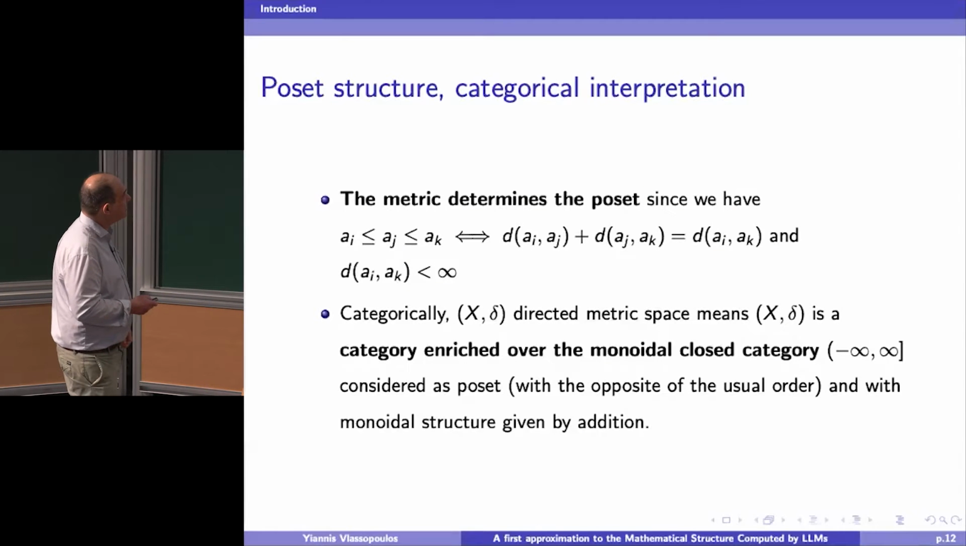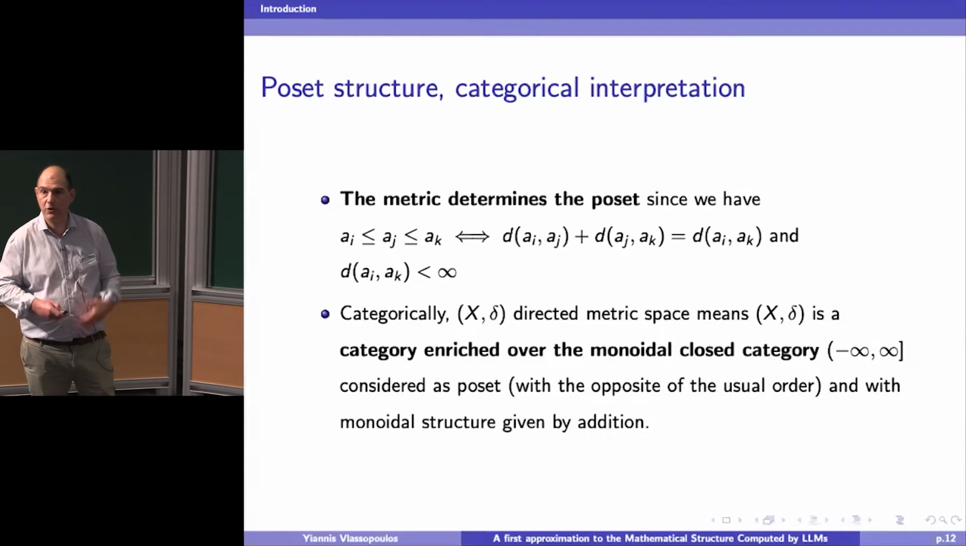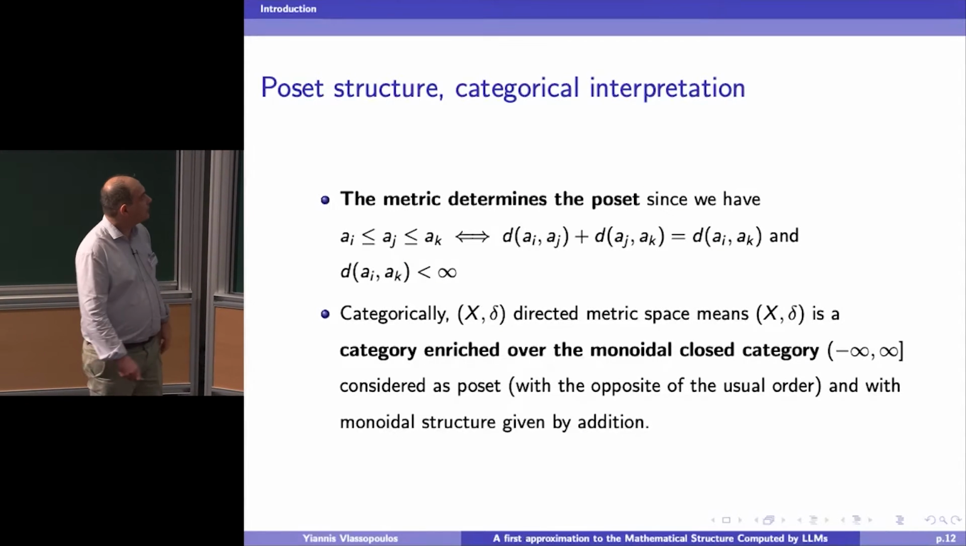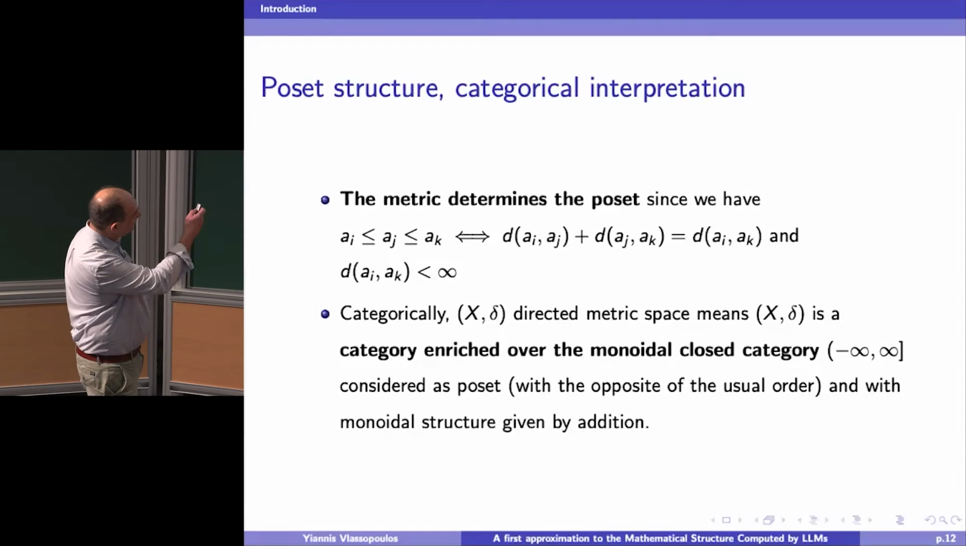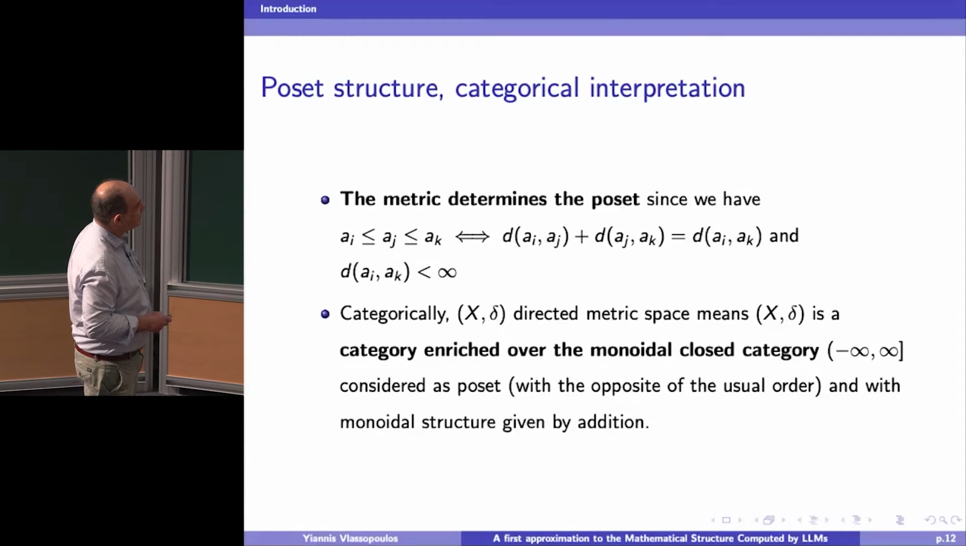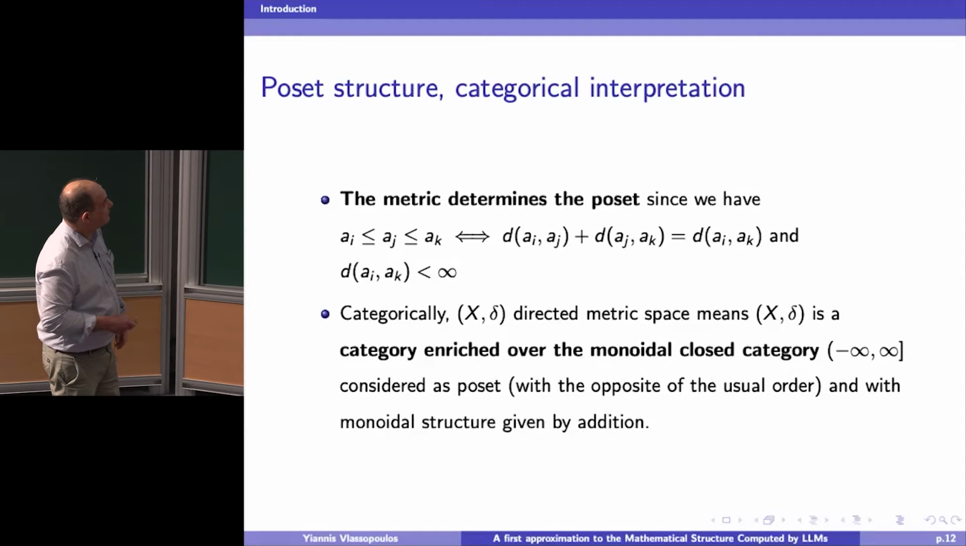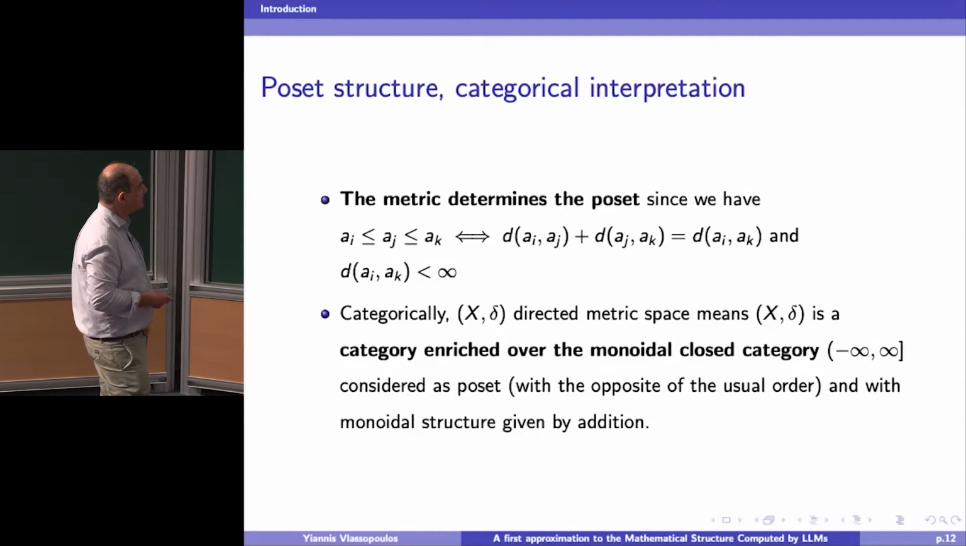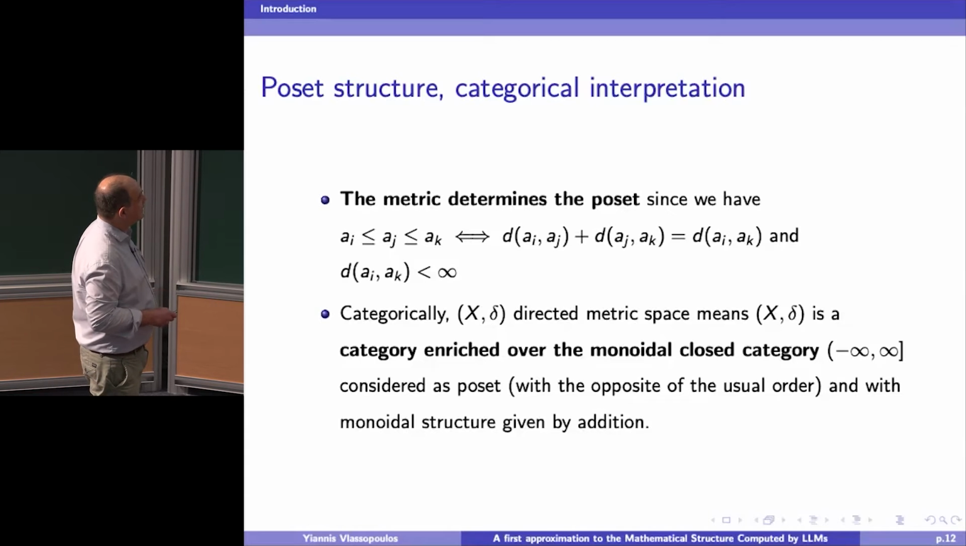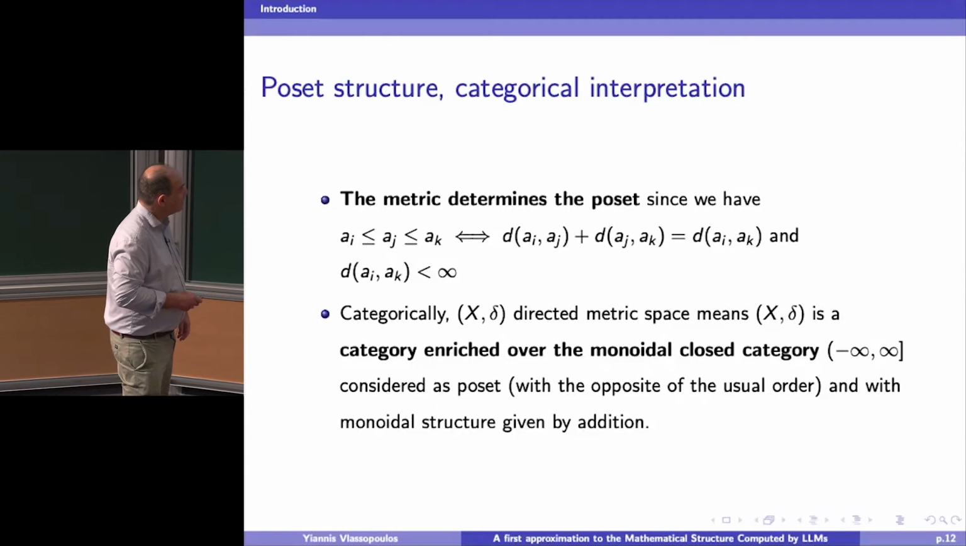The first thing to notice is that the metric defines the poset. If you know the metric, then you know the poset. Because if you have three elements for which the triangle inequality is an equality, and the AI to AK distance is finite, then you can tell that AI is less than AJ, less than AK.